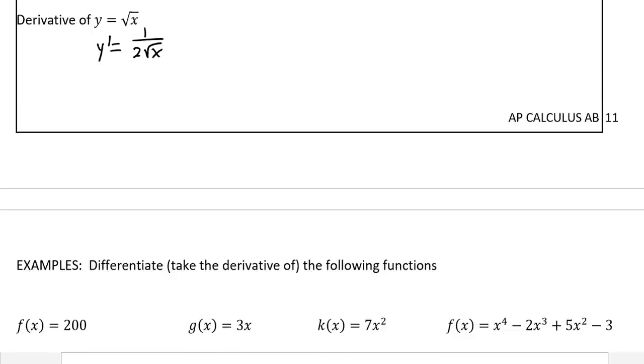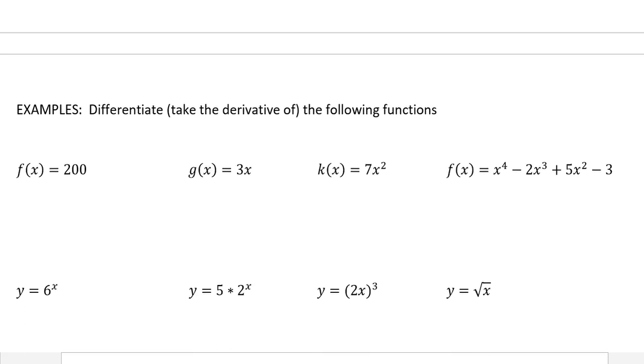Alright, so let's look at some examples. And as I said, some of this you've already done, and so some of this will be pretty easy for us. First of all, the derivative of 200. F prime of 200, well, that would be 0 because we're taking the derivative of a constant.